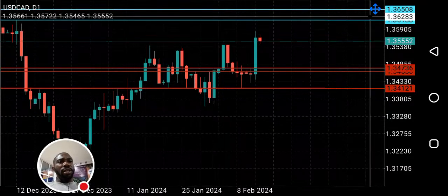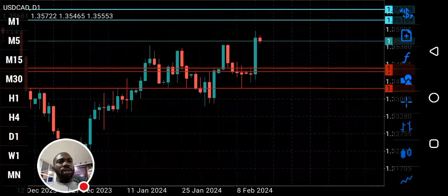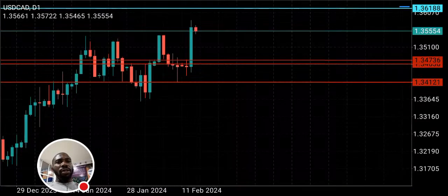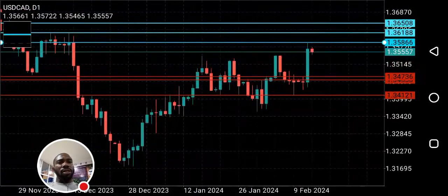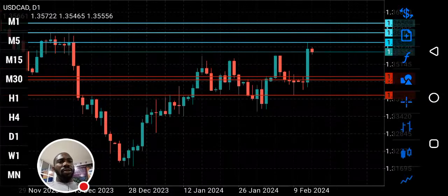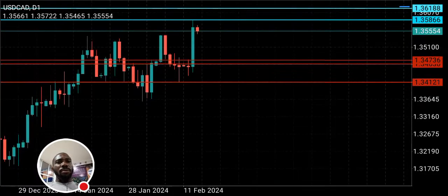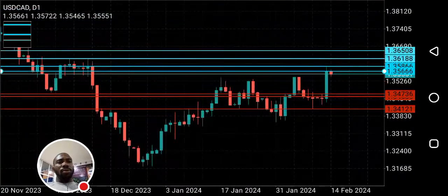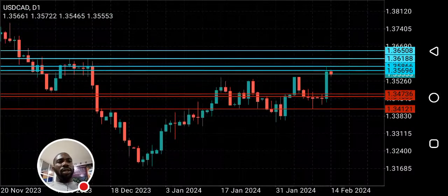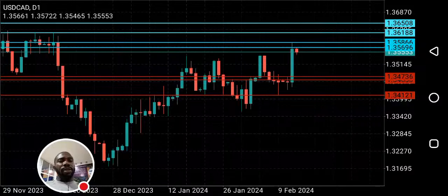You can see price also tested this previous resistance level yesterday. Can you see? There's a strong rejection from that level at the moment. We had a supply zone here. So it's bearish for me on USD CAD. That's my USD CAD.